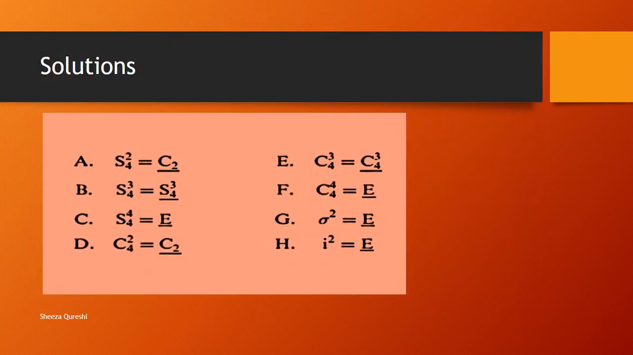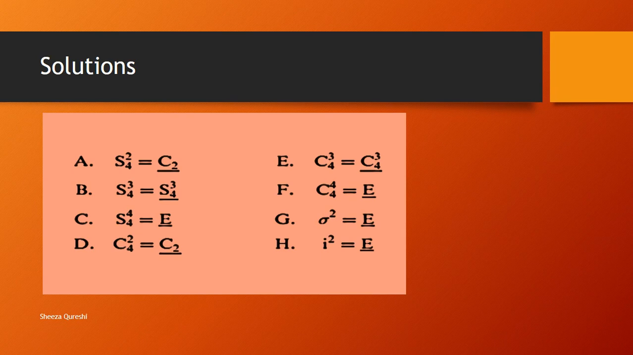Solutions: A, S4 twice is equal to C2. S is the symbol of improper rotation. B, S4 thrice is equal to S4 cubed. C, S4 four times is equal to E, the identity. D, C4 twice is equal to C2. E, C4 thrice is equal to C4 cubed, which is the same as B. F, C4 four times is equal to E.